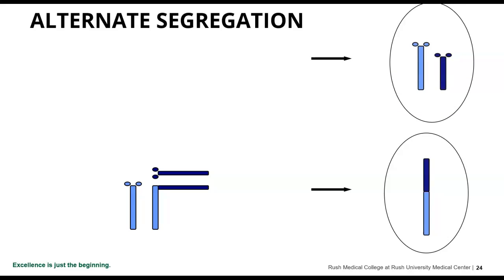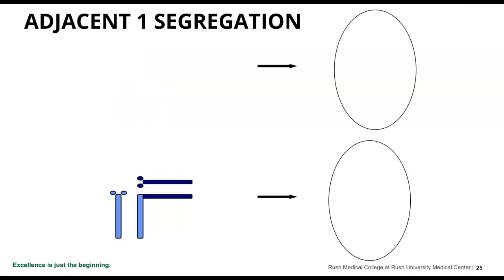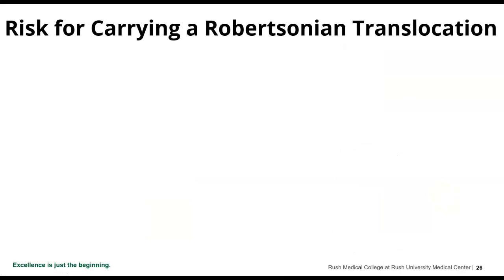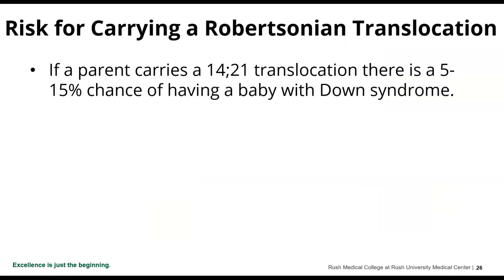If our 14 goes with our 21, and the 14, 21 goes together, when that's fertilized, that's just fine. But if the 14 goes with the 21, this ends up with Down syndrome, and this one ends up being lethal. So the risk for carrying a Robertsonian translocation: if a parent has a 14;21 translocation, there's a 5 to 15% chance of having a baby with Down syndrome.